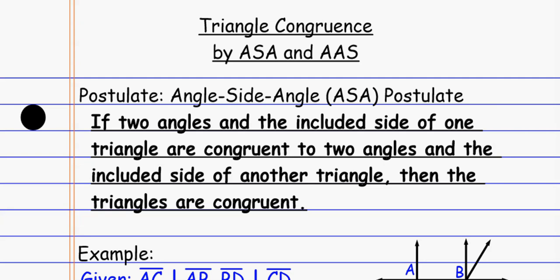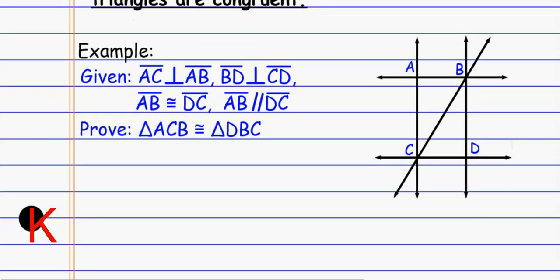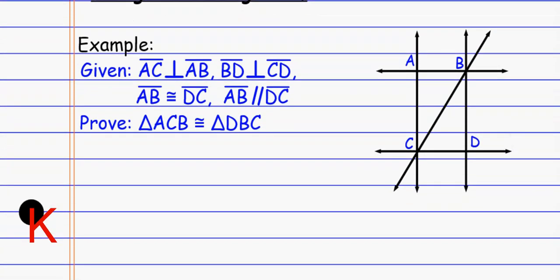And then you can guess the angle, angle, side is going to be two angles followed by the side, and we'll talk about that one in a moment. But if we look at something like this, it says given AC is perpendicular to AB, BD is perpendicular to CD, AB is congruent to DC, and AB is parallel to DC.